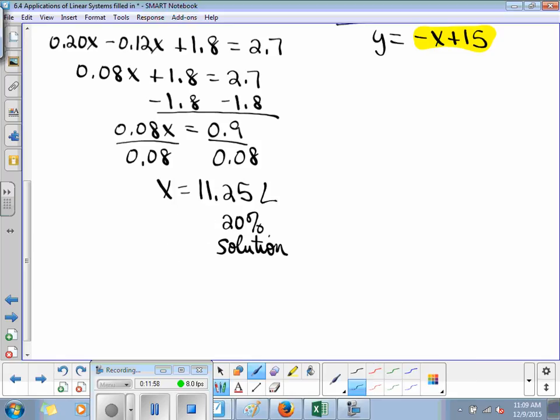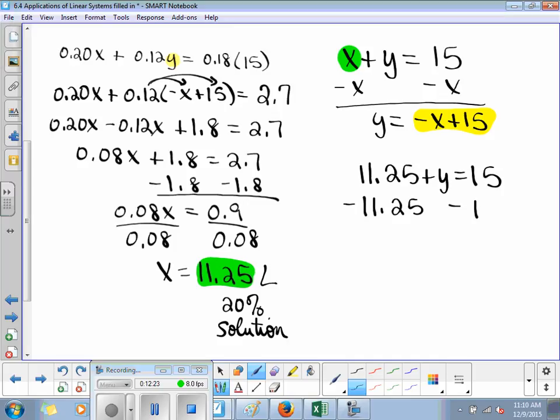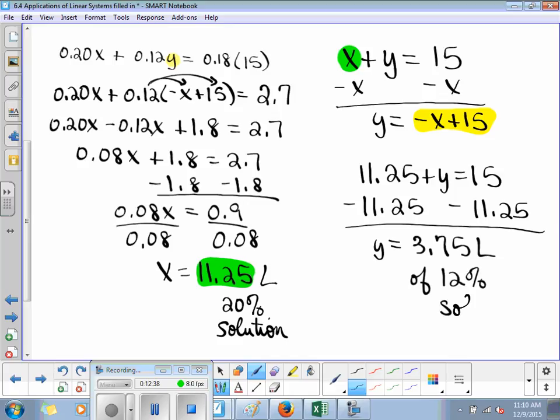Okay? So now you're going to take this 11.25 and you're going to put it right in for x in the other equation. You got that? So we've got 11.25 plus y is equal to 15. We'll subtract 11.25 on both sides. And y is equal to 3.75. 3.75 liters of the 12% alcohol solution.